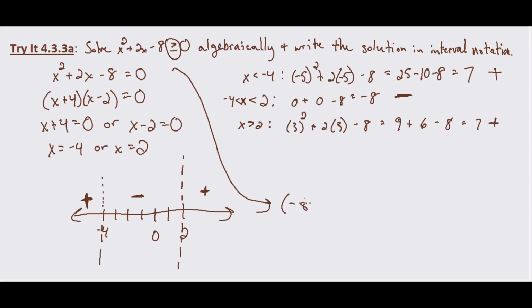negative infinity, and then the negative 4 is inclusive. So we want a closed bracket. And then that's going to be combined with union. The 2 is inclusive as well. So 2 to infinity. So x squared plus 2x minus 8 is greater than or equal to 0 on the intervals negative infinity to negative 4 inclusive, union 2 to infinity inclusive.